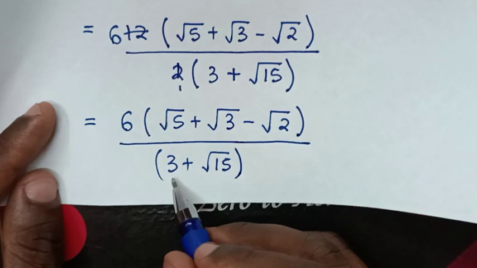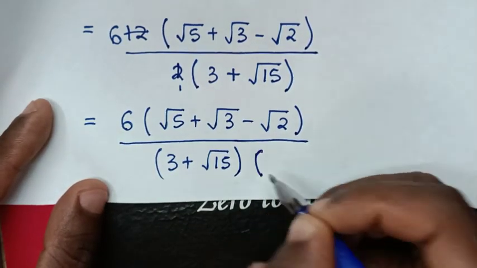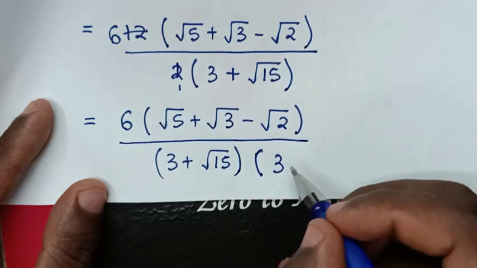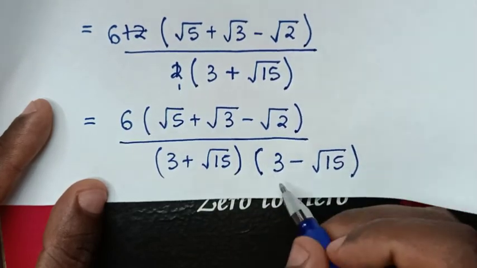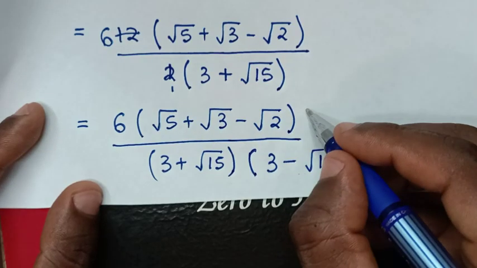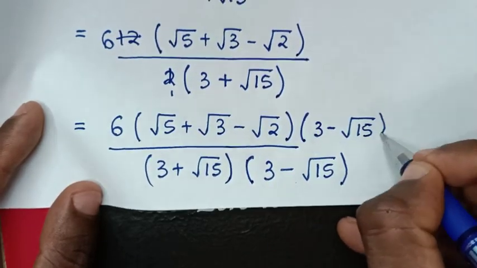Now here we rationalize this denominator. So to rationalize, we will multiply the denominator by 3. Here we have plus, so it will be minus this square root of 15. In the denominator, we multiply by this, and in the numerator also. So it will be 3 minus square root of 15 bracket.